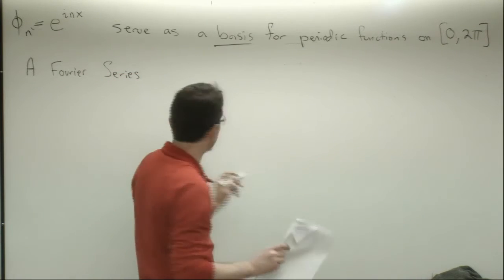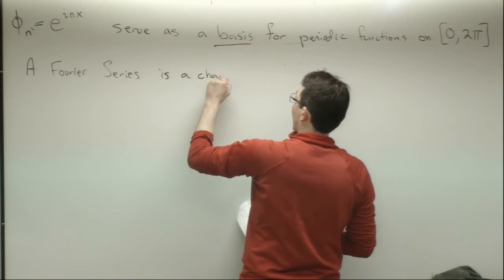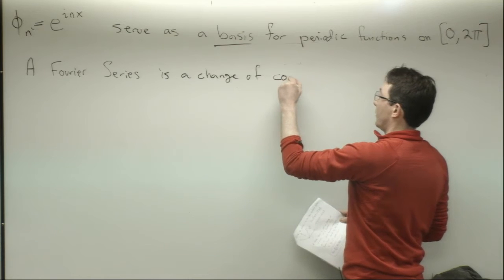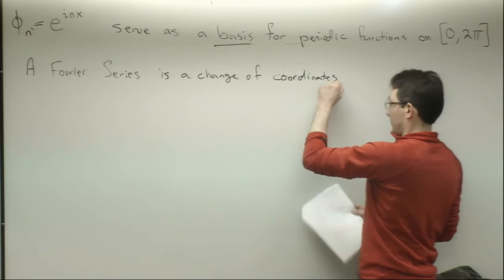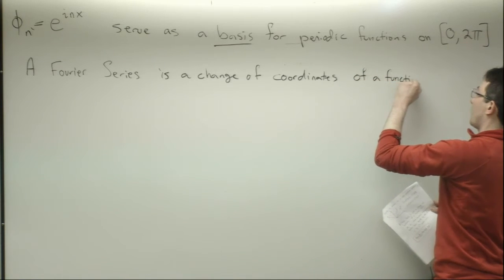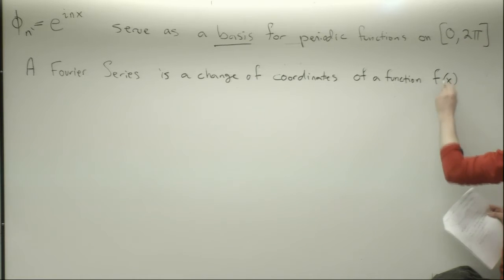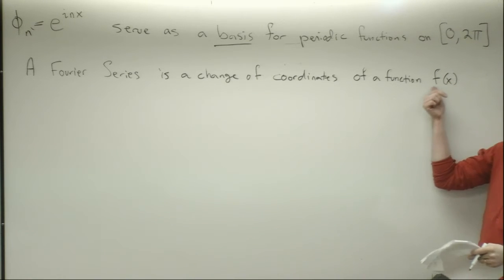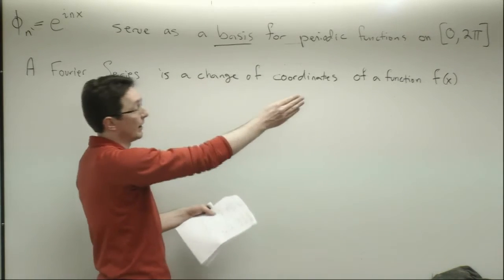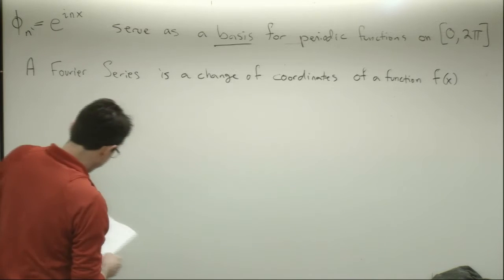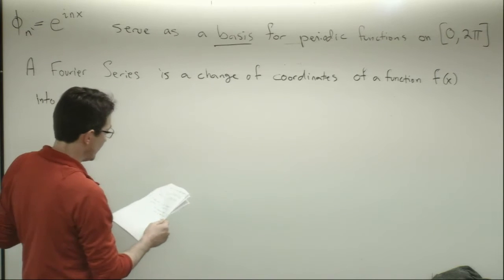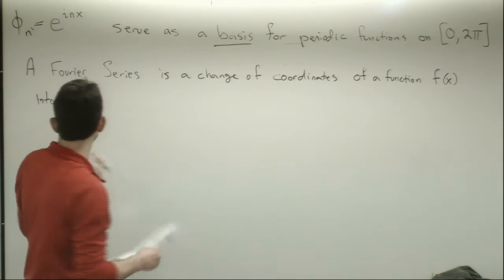Okay, a Fourier series is a change of coordinates, or a change of basis. That's another way of saying it. A change of coordinates, or a change of basis of a function. So now we have a function f of x. Instead of our vector f, we have this, I'm calling this an infinite dimensional vector, a function f of x. It has infinite degrees of freedom. It could have any value you want at any location in x. So a Fourier series is a change of coordinates of our function f into an infinite dimensional orthogonal function space.